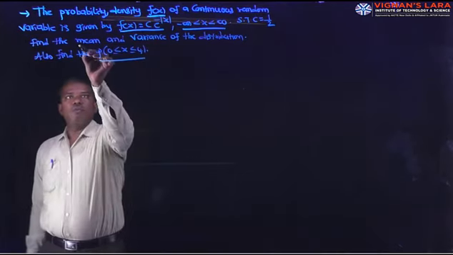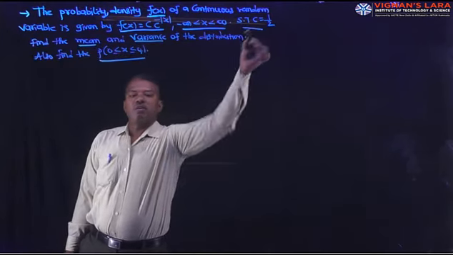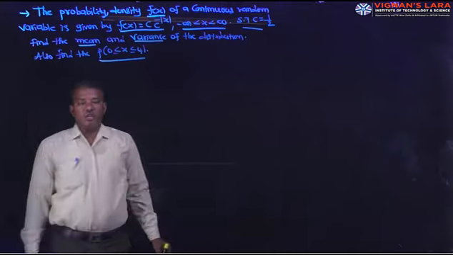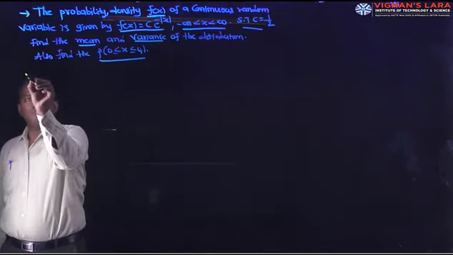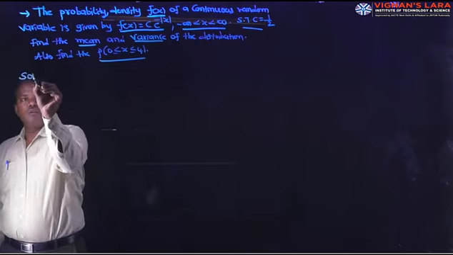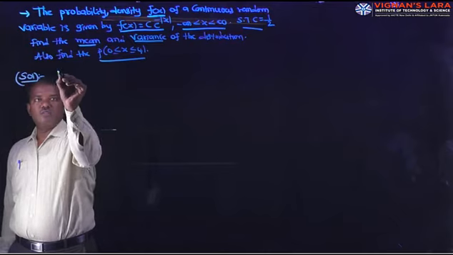Here we have 4 parts. First one is calculation of c. Second one is mean. Third one is variance. And fourth one is probability between 0 and 4. Coming to the first one, calculation of c.